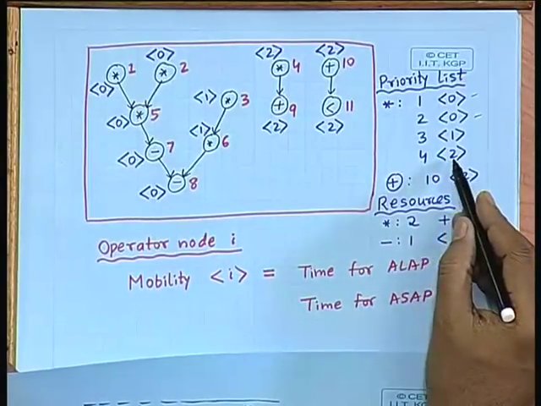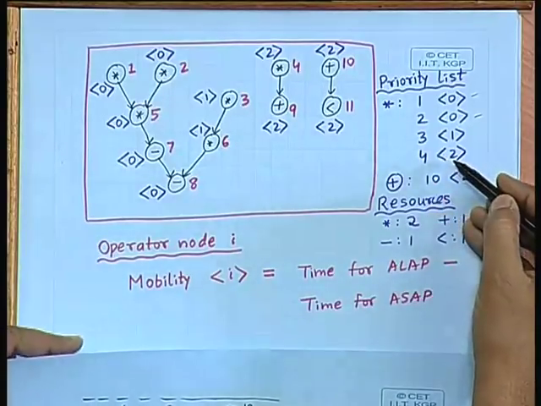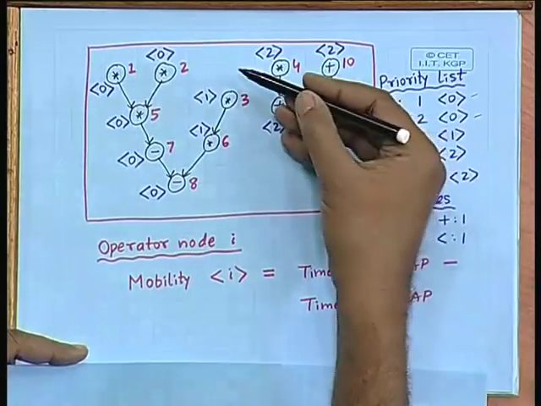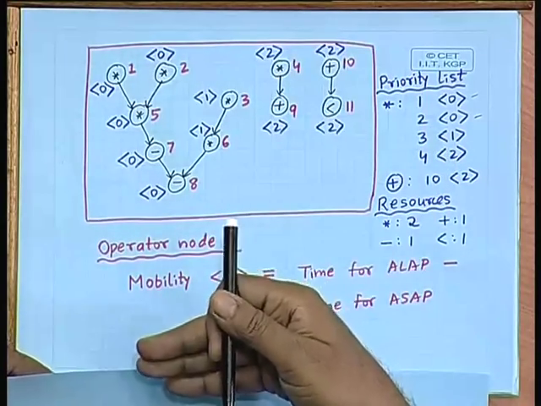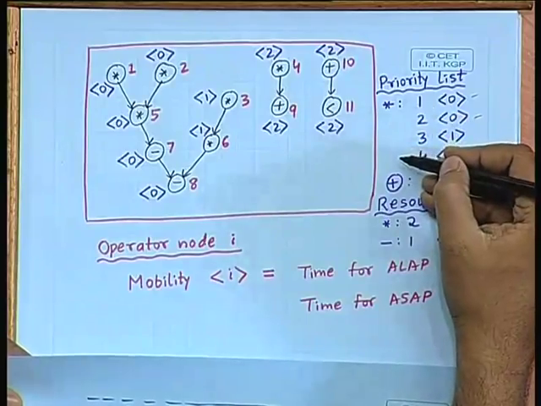Node number 4 has a mobility of 2. It is not mandatory, or not that important, to allocate node number 4 in time step T1. Even if I push it down, it will not matter in terms of the total time. But if I push node number 1 down, it will hamper my schedule.